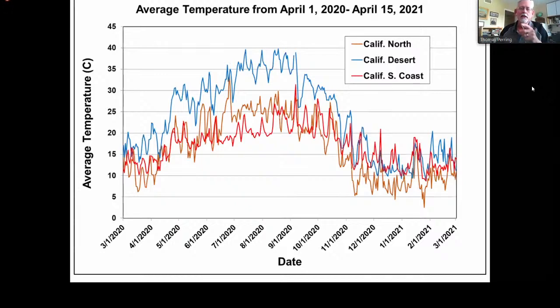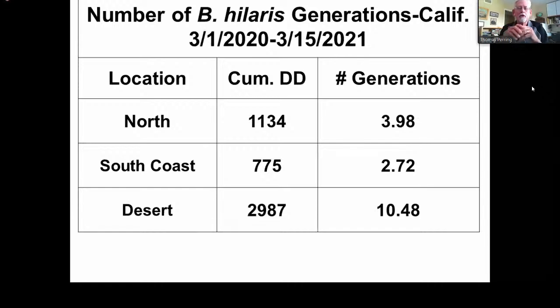I then used these data to accumulate degree days. So I just simply took the lower temperature for development. A degree day then becomes the average temperature for a day. You subtract out the lower development threshold, and whatever remains, the insect grows during those number of days. Okay?